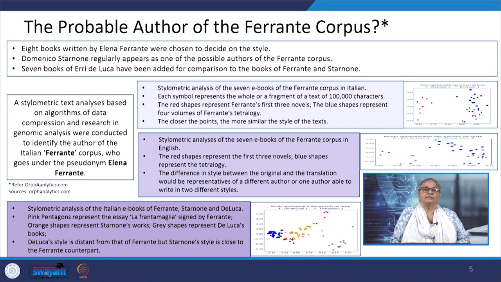This DH linguistic analysis allows us to seriously consider that Domenico Starnone could be the author writing under the pseudonym Elena Ferrante. His style is stylometrically close to hers. However, even though stylometry has been widely used, it still requires better methods of visualizing and clarifying large-scale stylistic characteristics and changes. Corpus-based and computer-assisted methods will surely be at the center of much of this work.